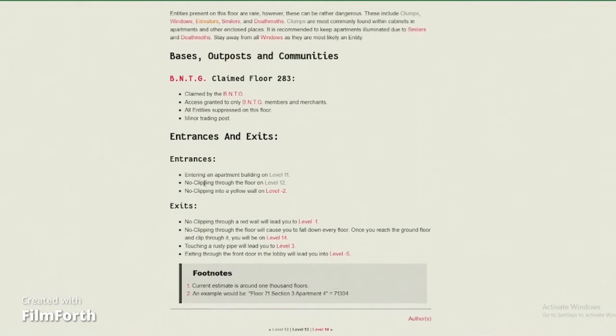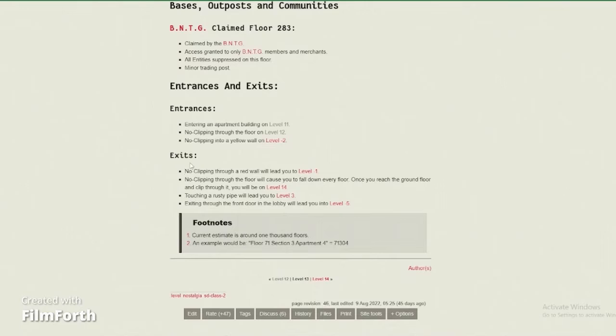Entrances and exits. Entrances. Entering an apartment building on level 11. Oh, okay, that's the city. No clipping through the floor on level 12. No clipping through a yellow wall on level -2. See, this is another thing I like. There are different entrances and exits. That's pretty amusing.